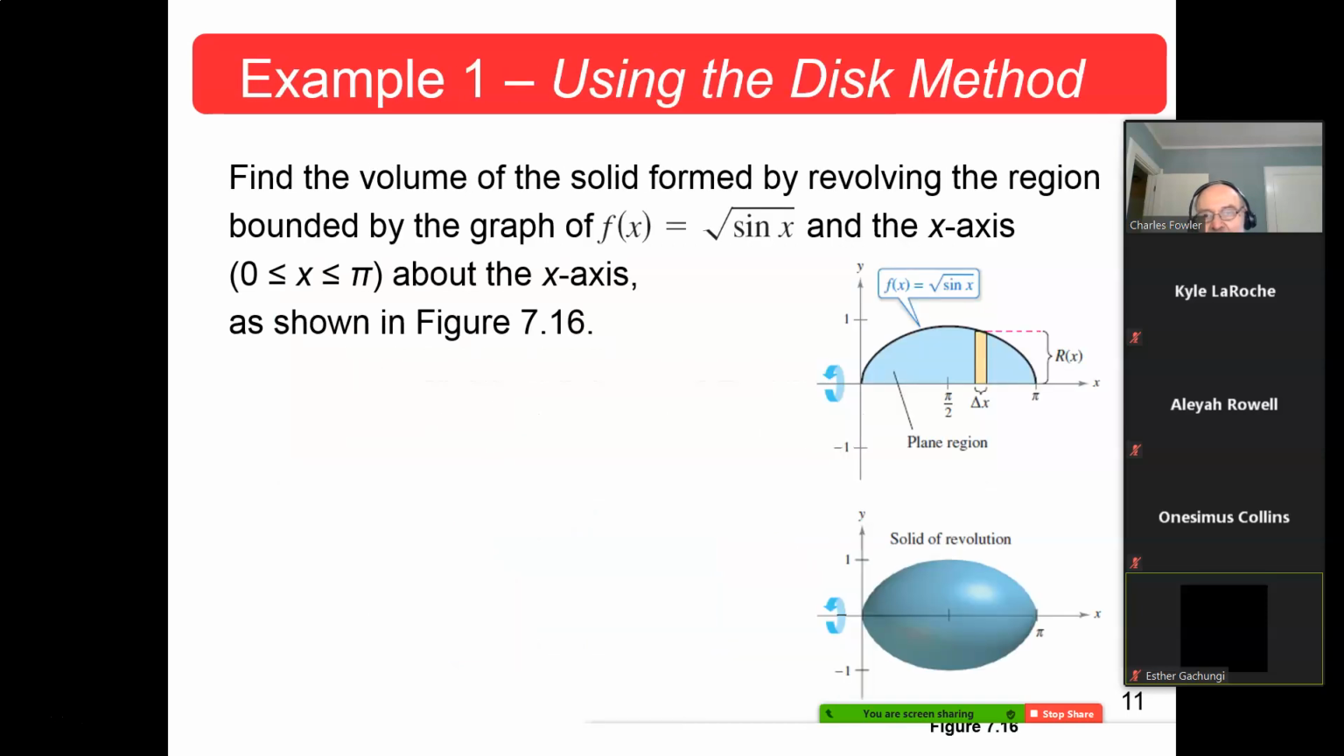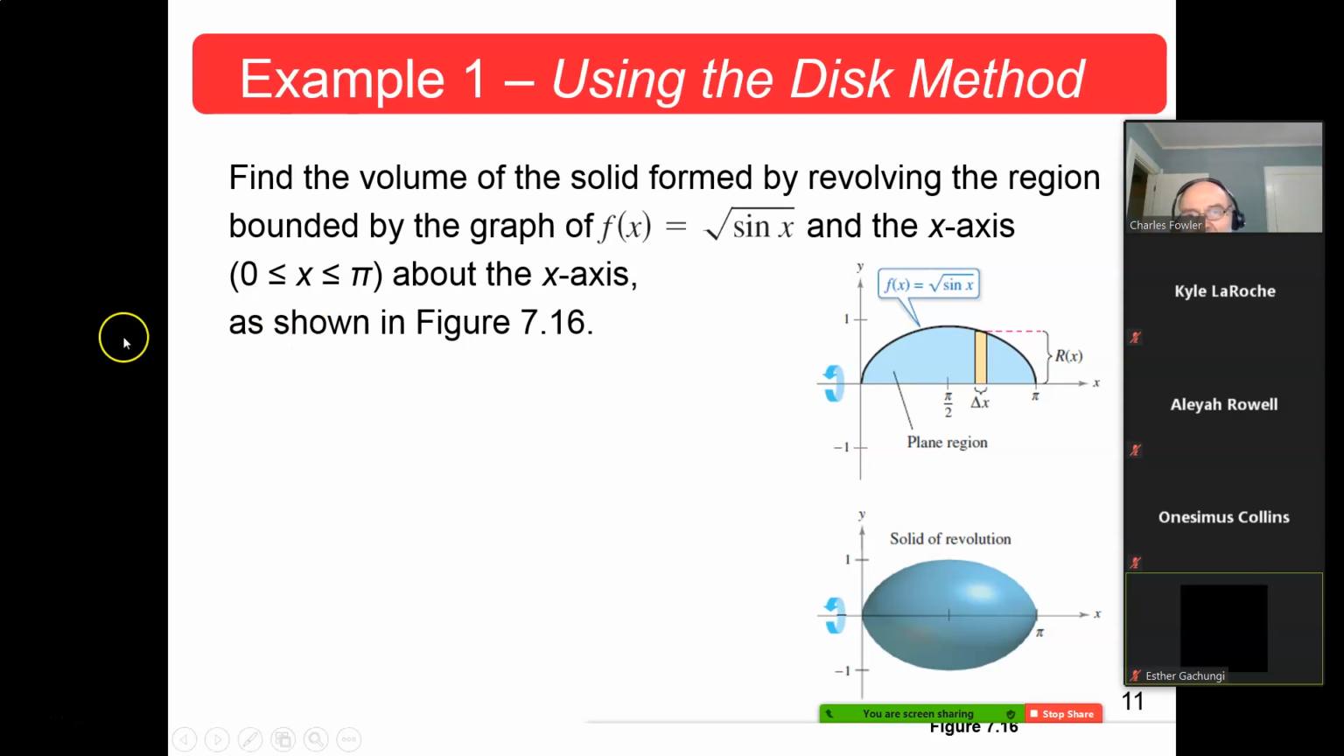Okay, so here's example 1. Find the volume of the solid formed by revolving the region bounded by the graph y equals the square root of sine x, oh, what a fun function, and the x-axis, where x goes from 0 to pi. Very good choice of limits there, by the way.